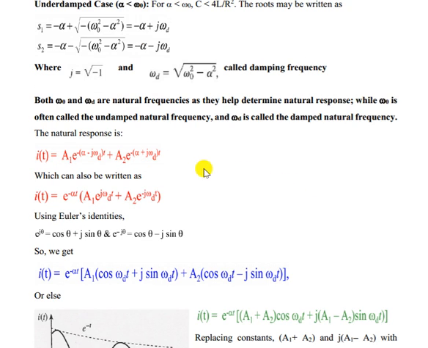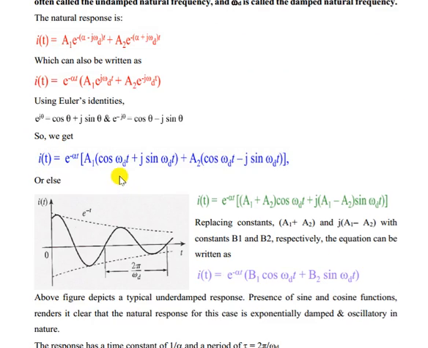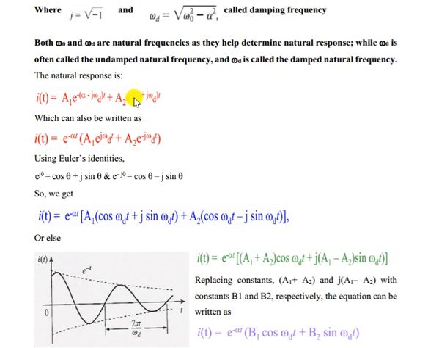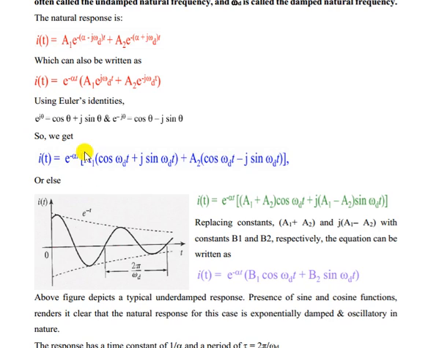Now we can put this S1 and S2 value in the equation A1 e to the power S1t plus A2 e to the power S2t. Then we can take e to the power minus alpha t as a common factor, leaving A1 e to the power j omega dt plus A2 e to the power minus j omega dt. Then according to Euler identity, e to the power j theta equals cos theta plus j sin theta, and e to the power minus j theta equals cos theta minus j sin theta. So we can put that Euler identity here.